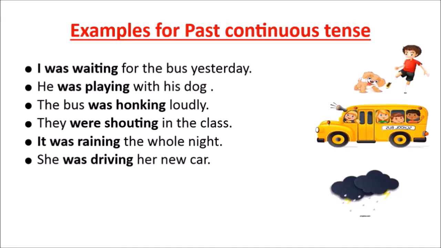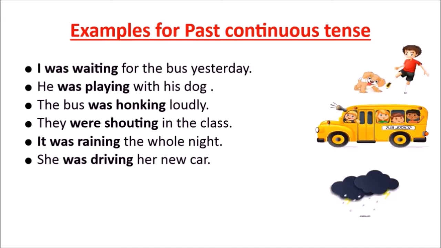Look at the next example. He was playing with his dog. So he was playing with his dog for a short period of time in the past. So that's why we are using he was playing. Understand? So look at the next example. The bus was honking loudly. So look at the picture. The bus was honking loudly. So that action was also happening for a certain period of time. Okay, for a short period of time.